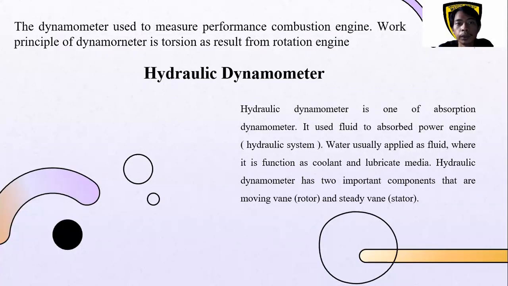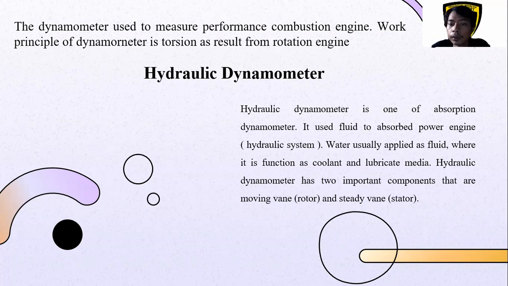The dynamometer is used to measure the performance of a combustion engine. The work principle of a dynamometer is torsion as a result of the rotation of the engine. The name is hydraulic dynamometer. Hydraulic dynamometer is one of the absorption dynamometers. It uses fluid to absorb engine power, a hydraulic system. Water is usually applied as the fluid, where it functions as coolant and lubricant media.